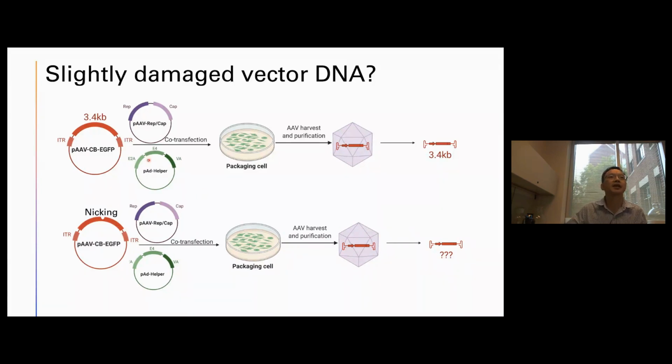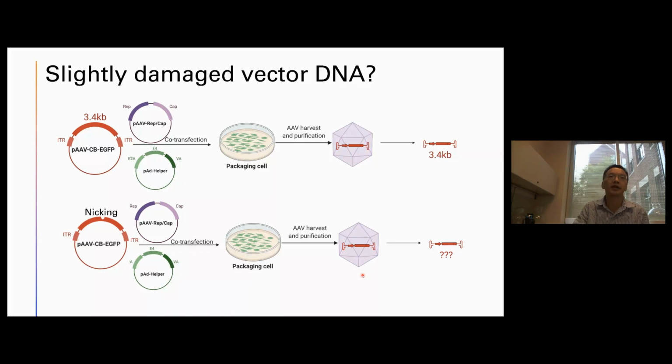When we make AAV vectors, we typically transfect three plasmids together into 293 cells, and then we look at the AAV genomes packaged. We usually expect to get the genome we expect, just the ITRs with the genome of interest. In a special situation, we asked: what if the vector genome was damaged, for example, just a small nick? Supposedly, a nick like this could be fixed rather easily, and we should still see the full genome produced.